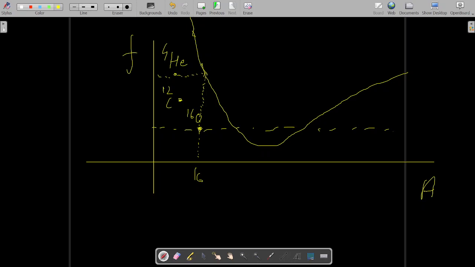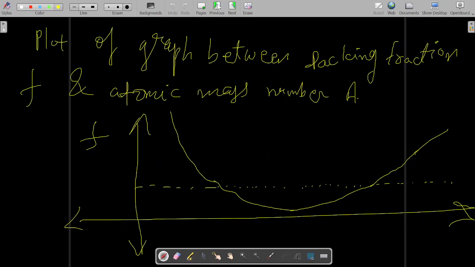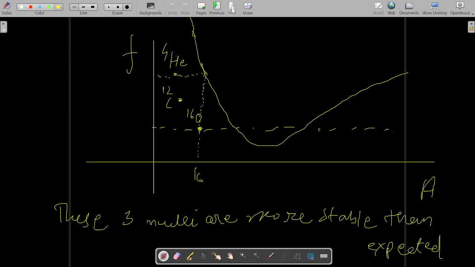So clearly these three nuclei, He4, C12 and O16, are more stable than expected. So these three nuclei He4, C12, O16 are more stable than expected. So just note down some points over here.